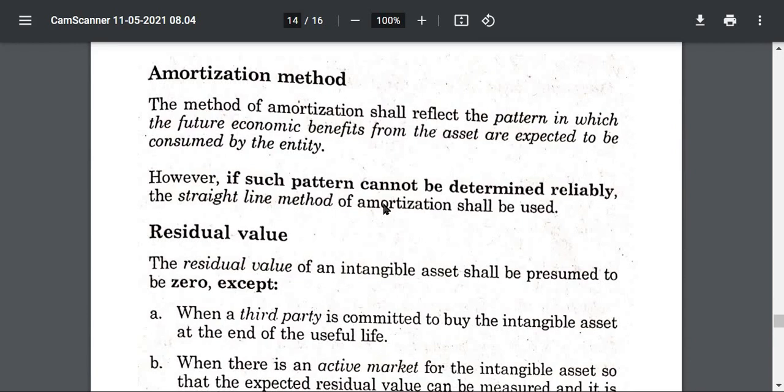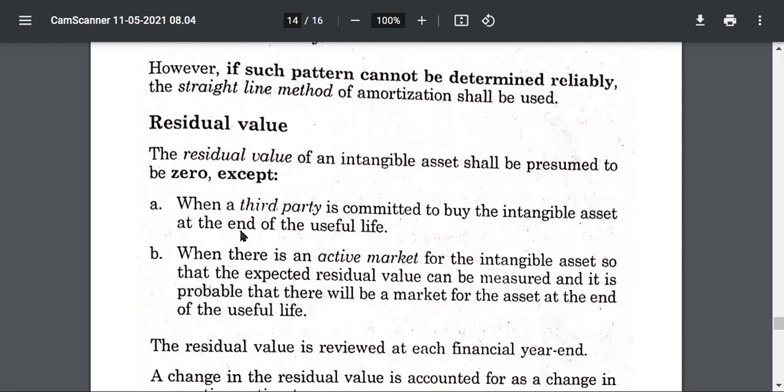So the amortization method shall reflect the pattern in which the future economic benefits from the asset are expected to be consumed by the entity. However, kung yung pattern naman is hindi siya nadidetermine reliably, then yung gamitin na lang natin is straight line method of amortization of an intangible asset.